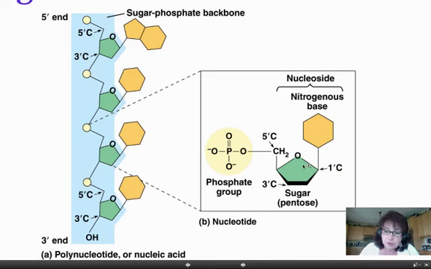They're hooked up to a sugar. The sugar is different depending on whether it's DNA or RNA. For RNA, it's ribose, and for DNA, it's deoxyribose, and that oxygen is missing from this position here. I'll show you that in a closer picture in a minute. That's hooked to a phosphate group.